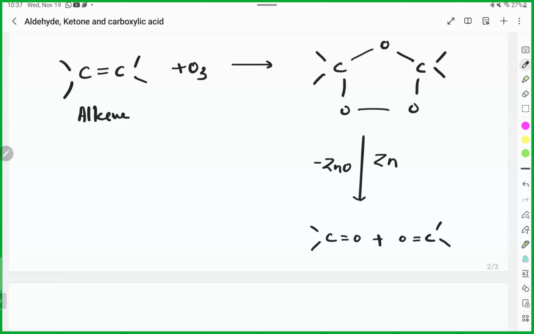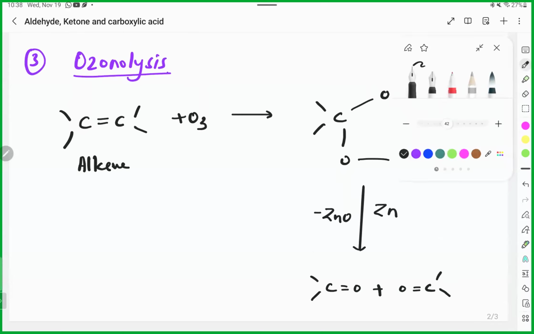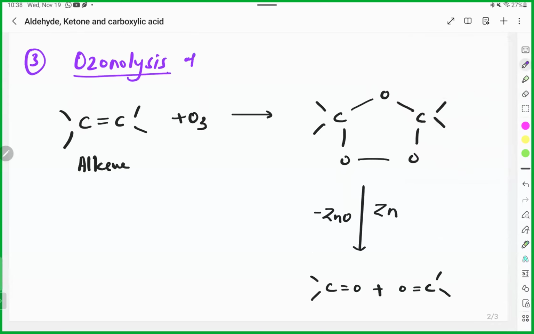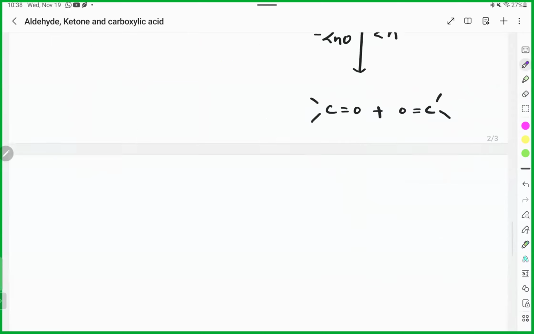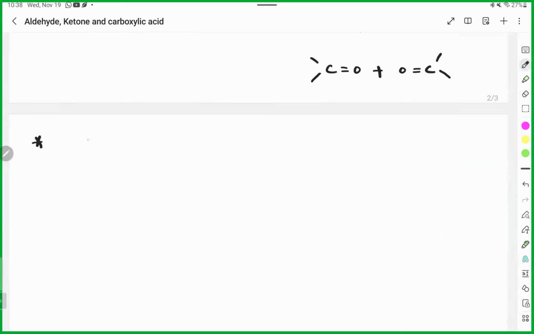Chinmay, any doubt? No, sir. Understood. Ozonolysis is very popular in JEE. You will 100% get this question. Ozonolysis is given in detail in 11th class, in alkene.